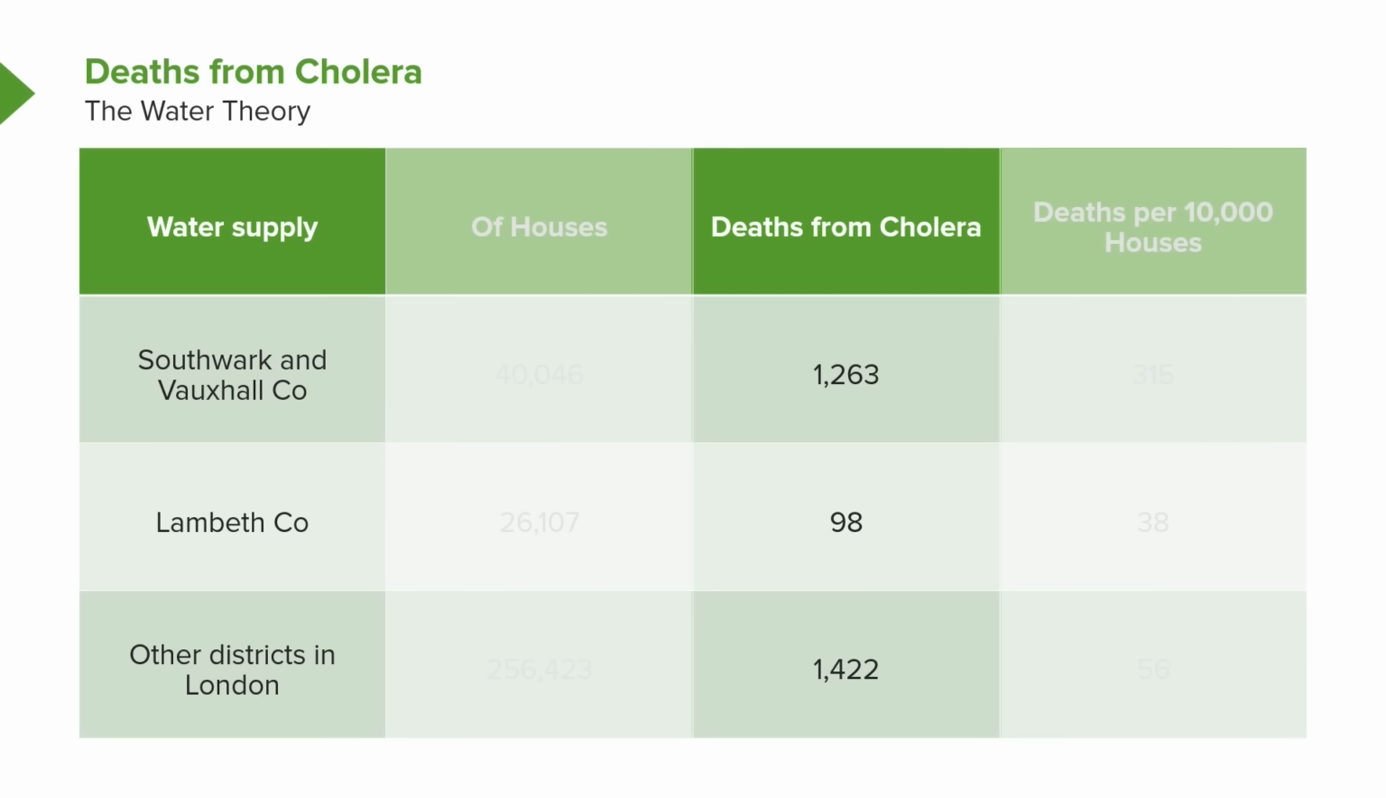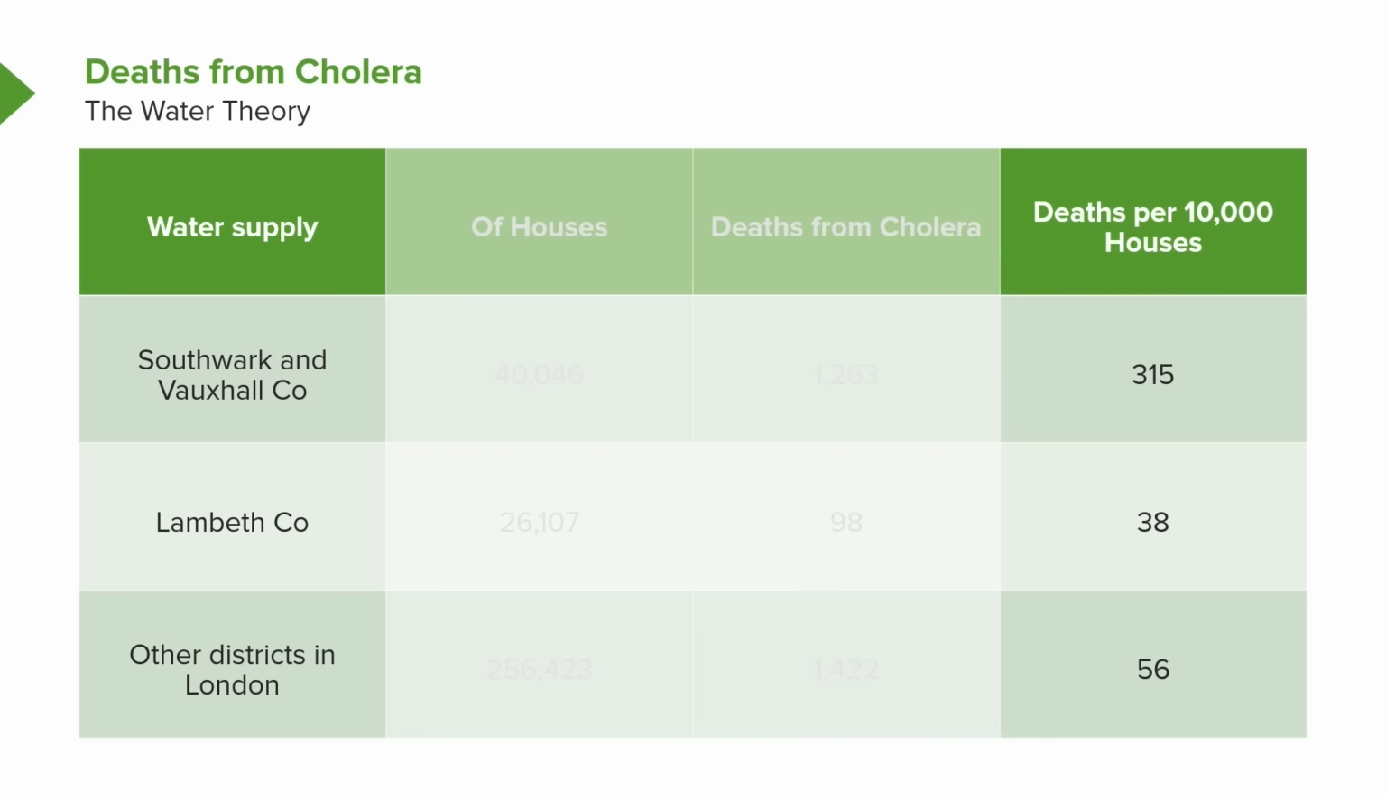He divided the number of deaths by the number of houses being served in each neighborhood and got a quotient, a ratio, a proportion. Again, to us today, that's an obvious thing to do. Back then, it was revolutionary. It was an innovation.